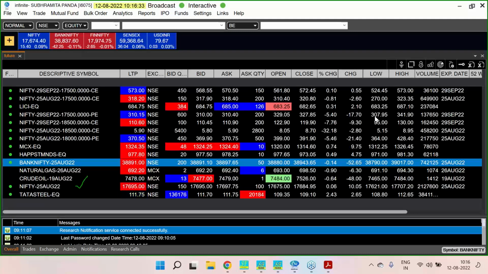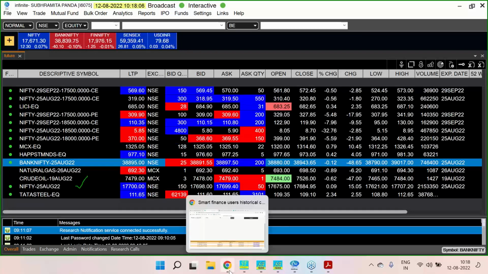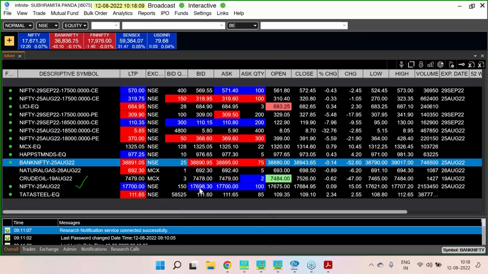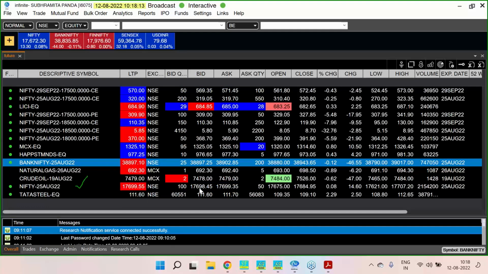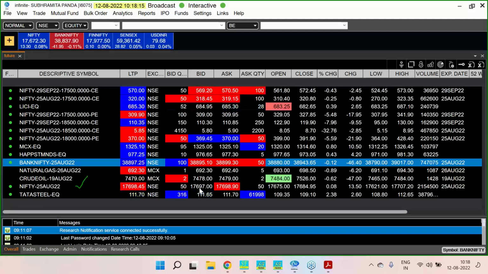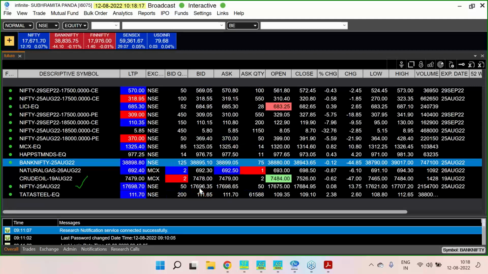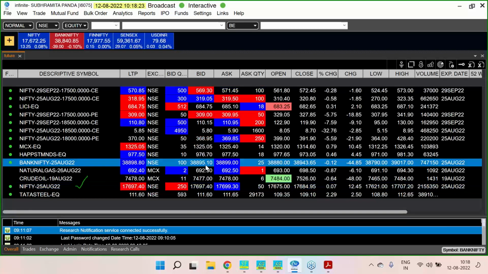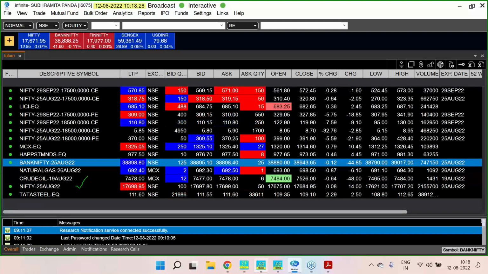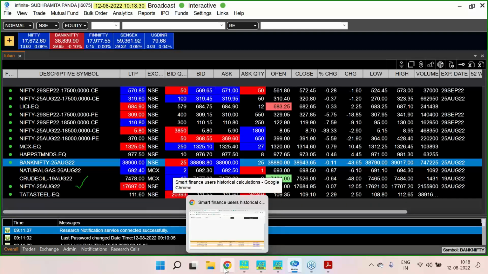So till 3:30 we need to wait to know the actual happenings of this particular thing. So at the 726 level we need to reverse the trade, and in a similar way at the 38,968 level, we have to buy the bank. So this is what we are going to do for the day.